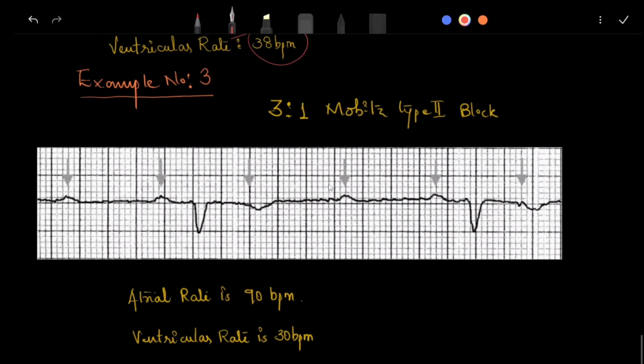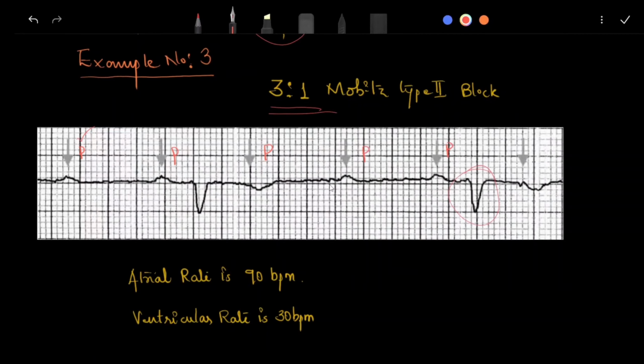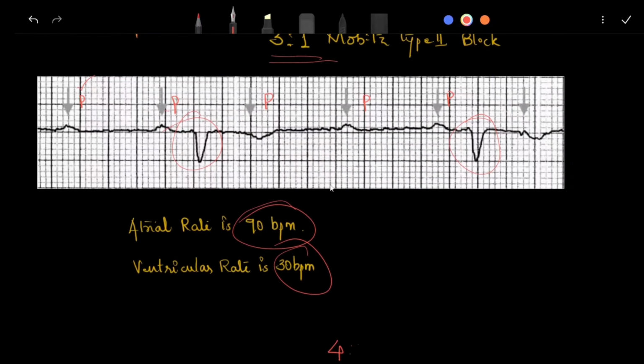Example number 3 is a 3:1 Mobitz type 2 AV block. That is, you could see 1P, 2P, 3, sorry, 3 P waves followed by a QRS. So here it is 90 beats per minute atrial. Ventricular is 30 beats per minute. Similarly, there is also a 4:1 type 2 AV block.